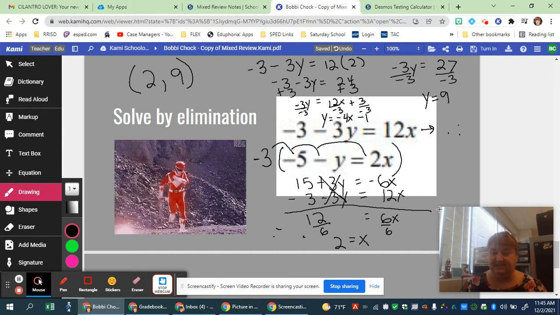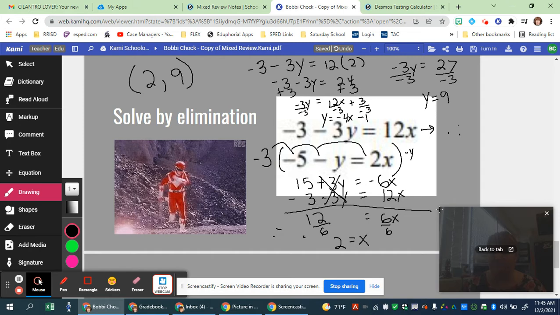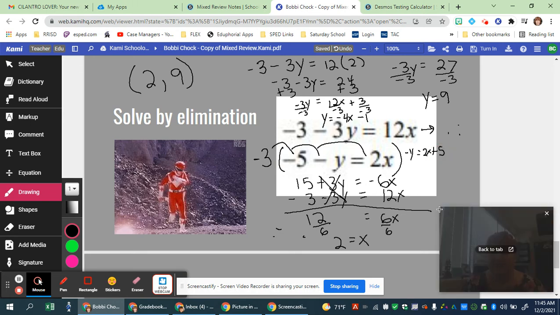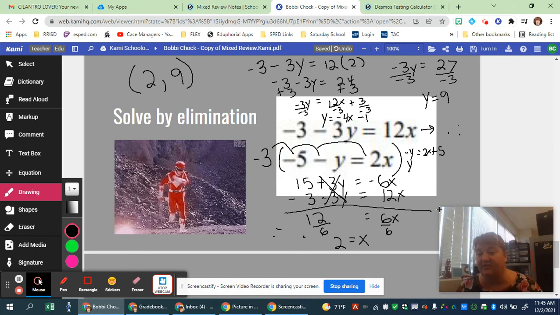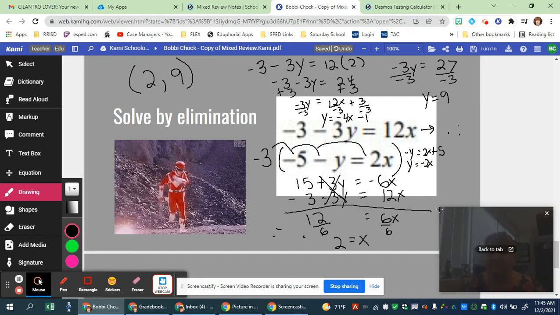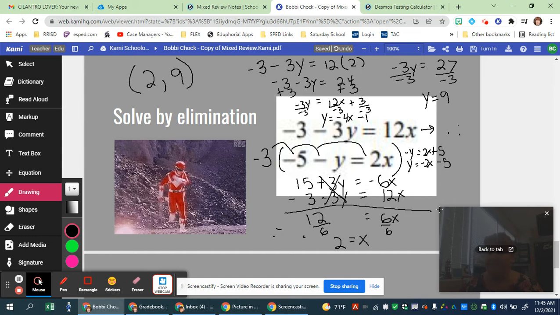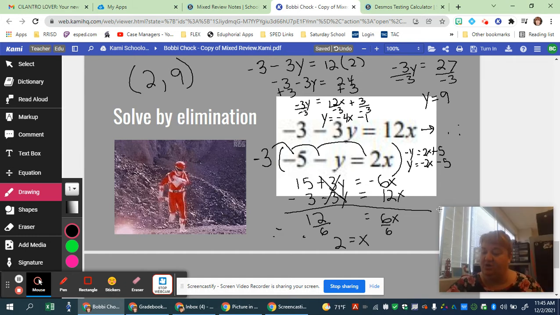Oh, this one's really easy. So I just have negative y equals 2x plus 5. And then I'm going to do opposite to, so I'm going to either multiply by -1 or divide by -1. So that's going to give me negative 2x minus 5.